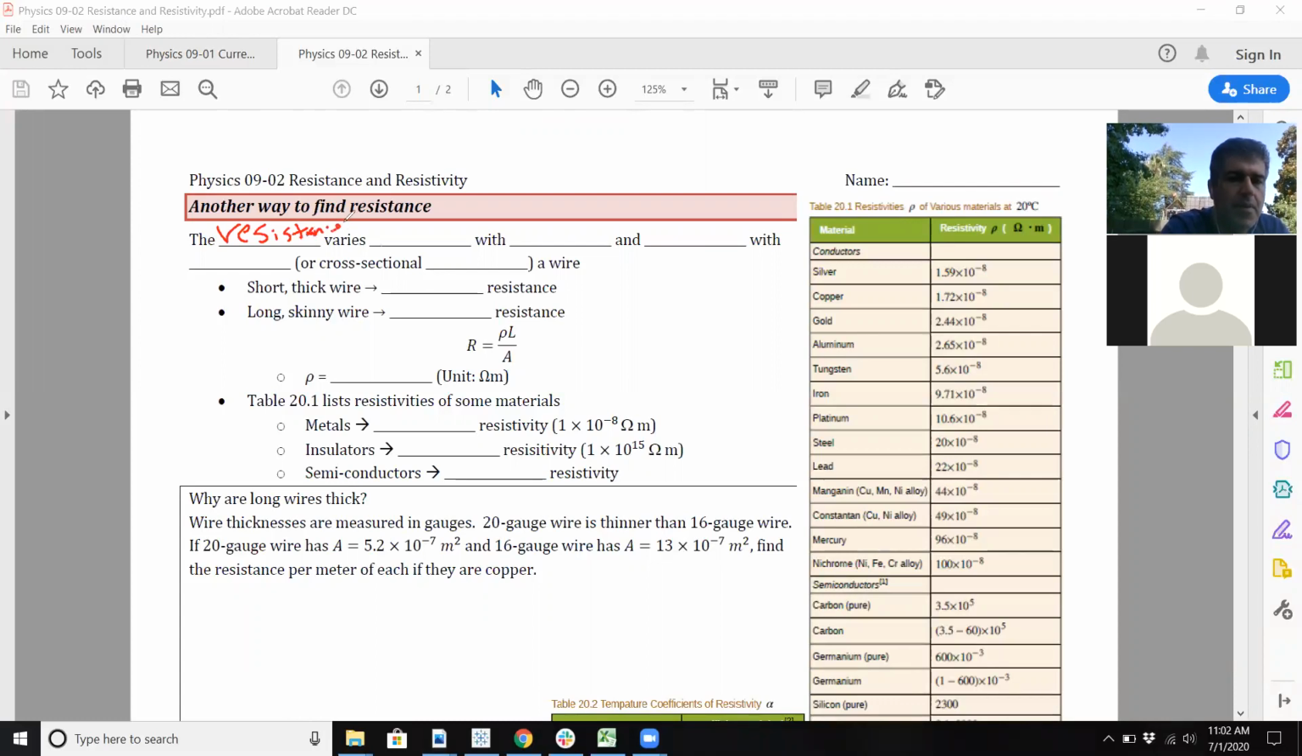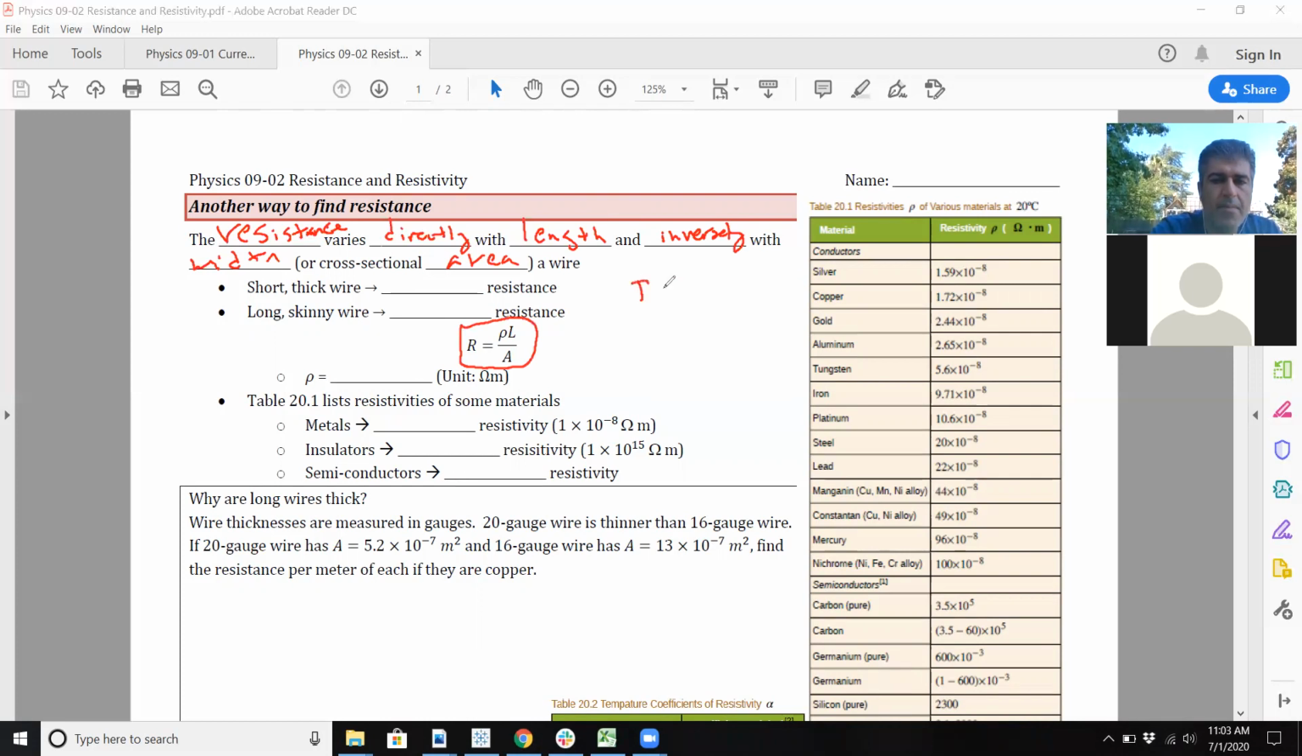of some material varies directly with the length of the wire, and inversely with the width or cross-sectional area of the wire. And the formula is right here.